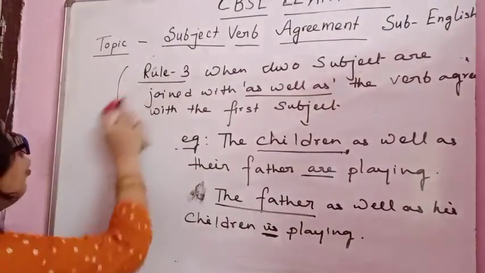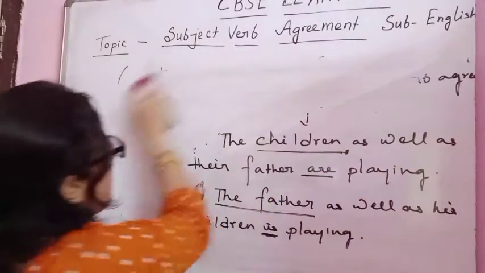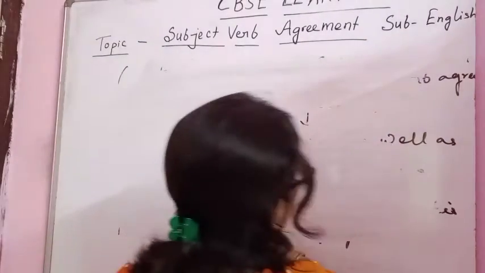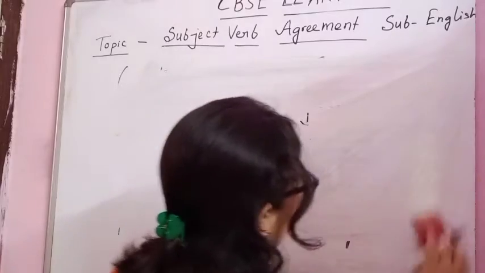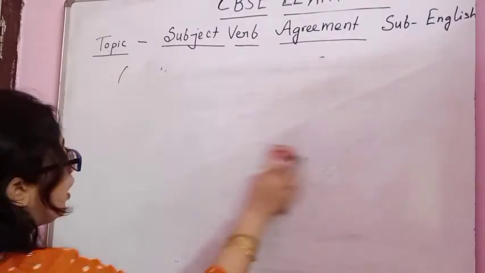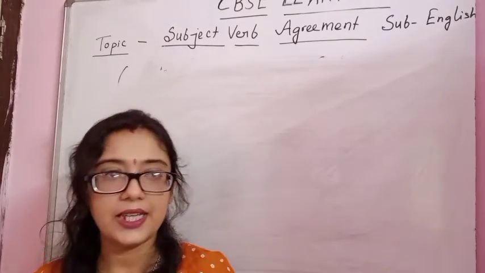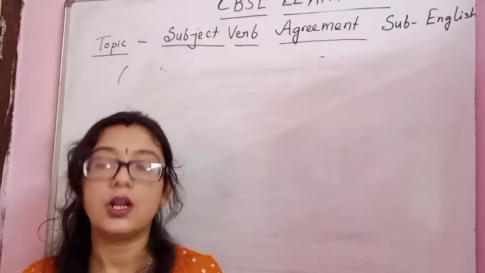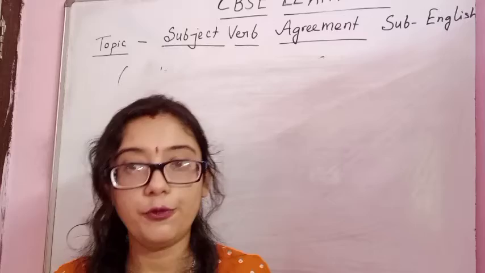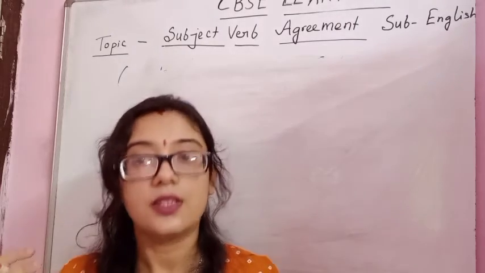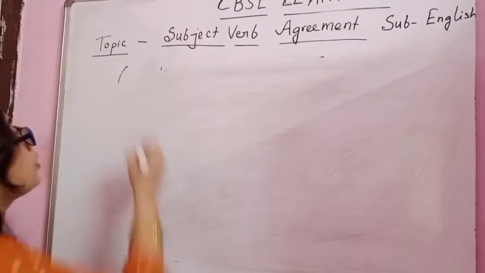Next comes rule 4. Okay, so first rule, second rule, third rule is clear. Next comes the fourth rule. Now what is the fourth rule? When you are using every, everyone, many, each, either, neither, the verb will be singular in form. Okay, so rule 4.